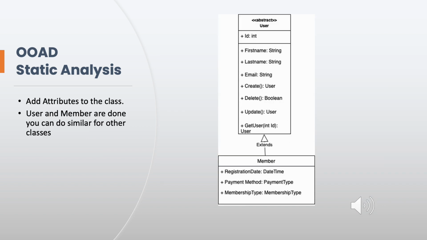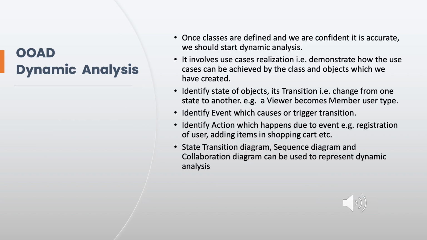After analyzing objects, their interactions and their relationships, the next step is to add the attributes to the classes. Here on the right hand side I have shown one example where I have tried to add a few attributes to the user class. Once classes are defined, objects are identified, and their interactions and relationships are defined, and we are confident that these are accurate, then we should start dynamic analysis.